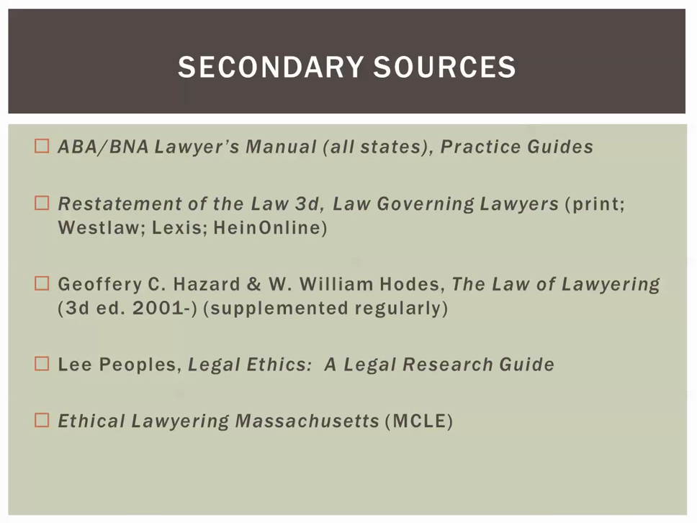So the final area I want to mention is secondary sources. I showed you briefly the ABA BNA Lawyer's Manual, and I find this to be a really good source, and I'm going to take you out and look at it one more time so that we can look at how they've grouped materials by practice areas, because I think it's really helpful. The Restatement of the Law Governing Lawyers is available in print, Westlaw, Lexis, and HeinOnline. I gave you another treatise by Hazard and Hodes, The Law of Lawyering, which is a good treatise.